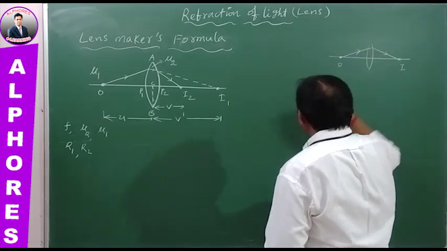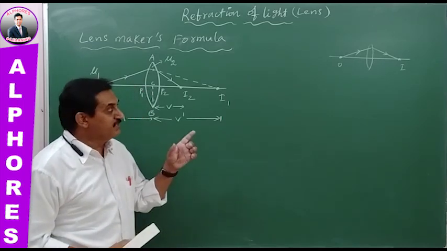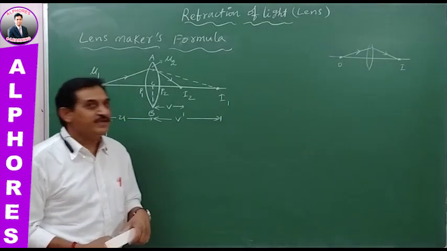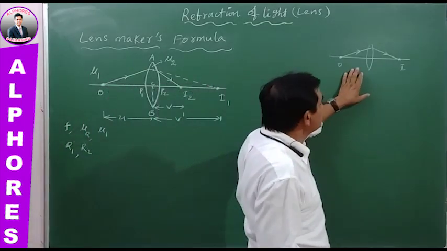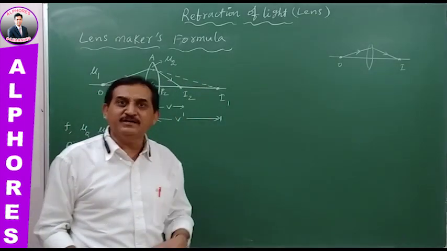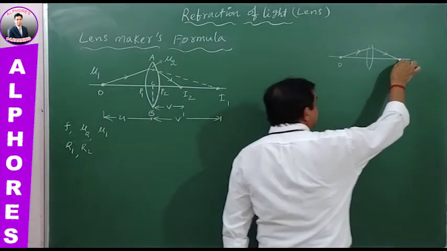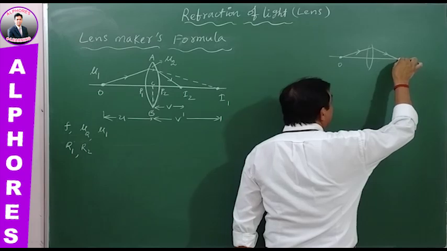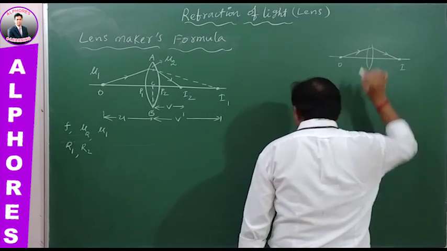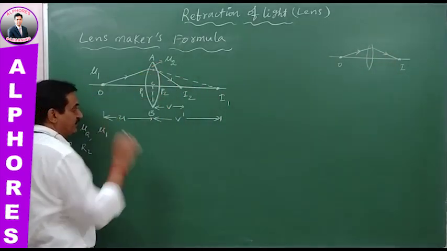So this is the general way by which we show the image formation when an object is kept in front of the lens. This situation is always shown to understand or to solve problems, but what is actually happening? Here this is the final image formed. Before forming the final image, one more image will be formed inside the lens, by the refraction at the first refracting surface.